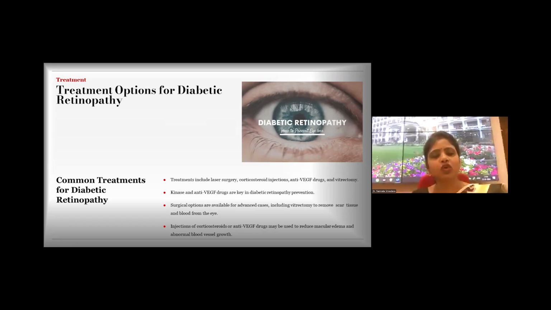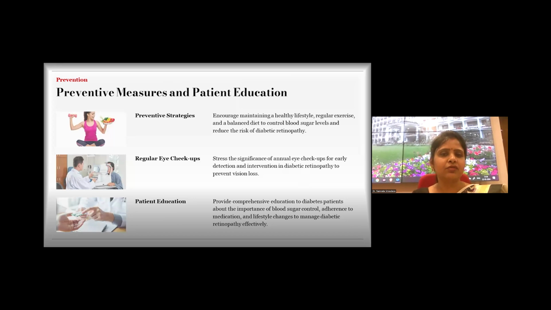Third one is the surgical options available for advanced cases, including vitrectomy to remove the scar and the blood from the eye. And fourth one, injection of corticosteroids or anti-VEGF to reduce the macular edema and abnormal cells. What are the preventive measures and patient education?